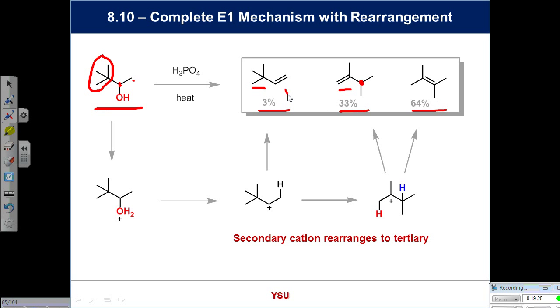Now, what's the substitution pattern here? Monosubstituted. What's the substitution pattern there? What about here? Tetra. So you can see where the numbers come from. And we'll decide that the minor product is because it's from the worst carbocation, which then quickly rearranges to give a better carbocation, which then eliminates to give you the 2 outcomes.